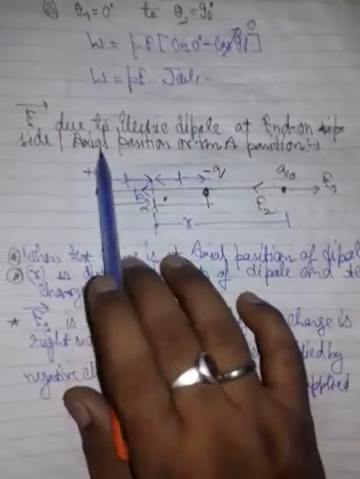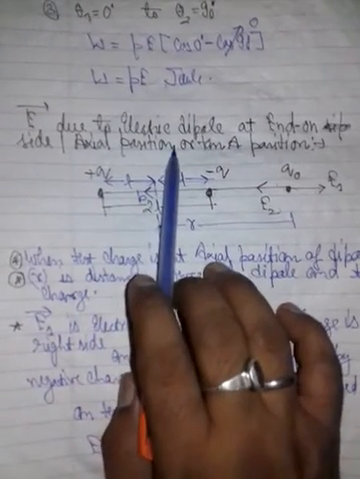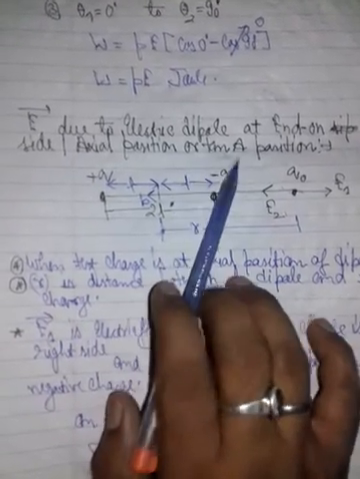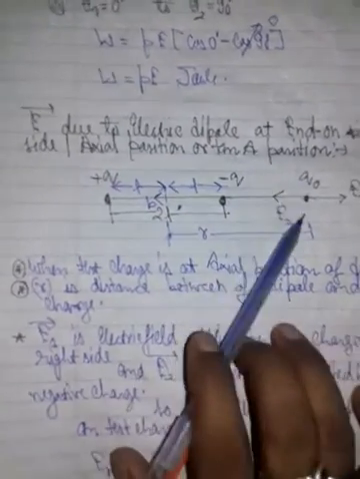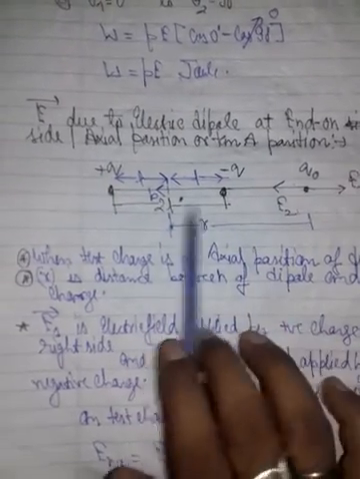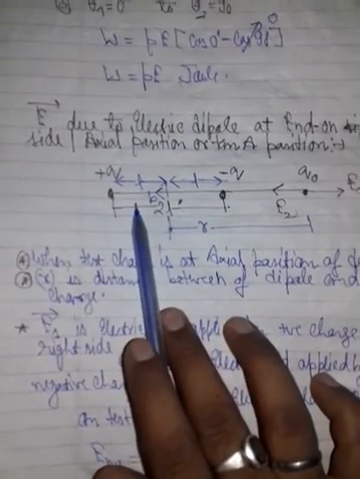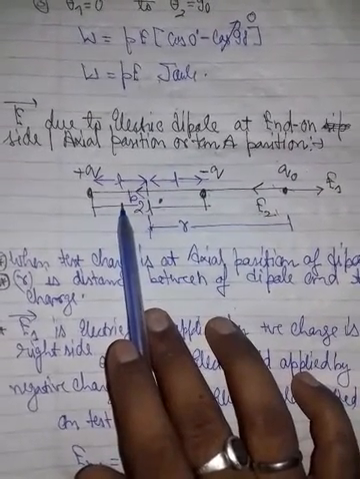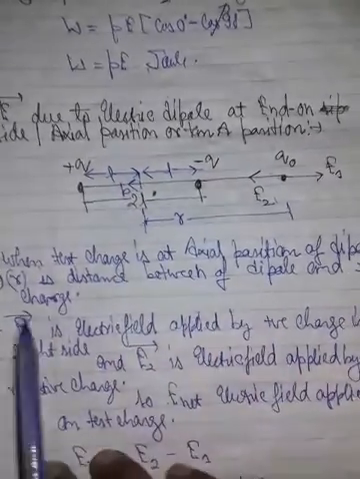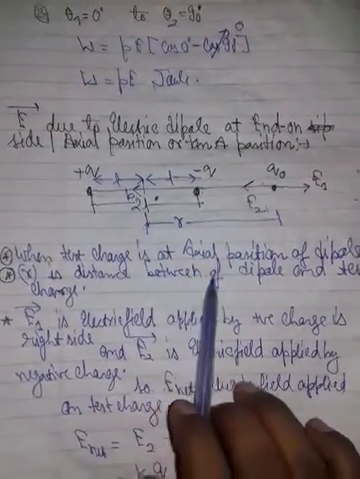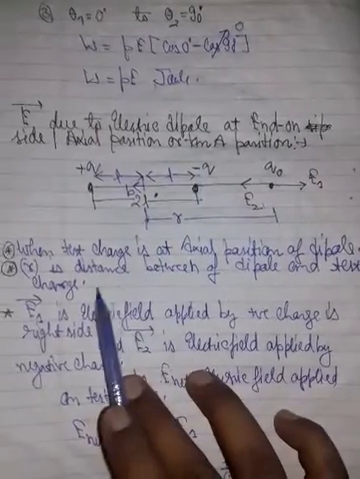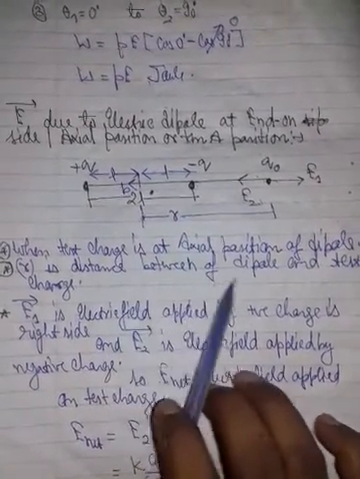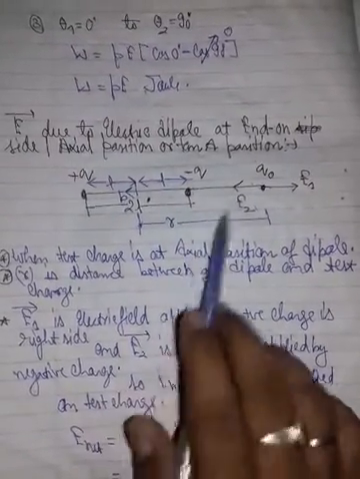Next, the electric field due to an electric dipole at the end-on or axial position, or tan A position. That means the test charge is on the line joining the electric dipole, and this position is known as tan A or end-on axial position. Here r is the distance between the center of the dipole and the test charge.